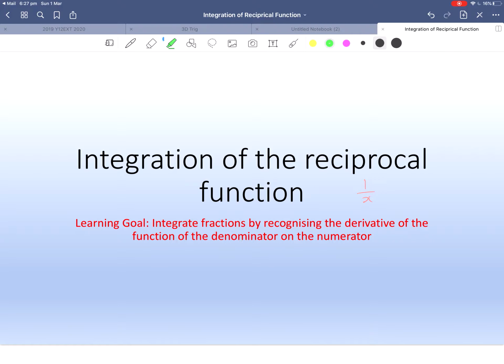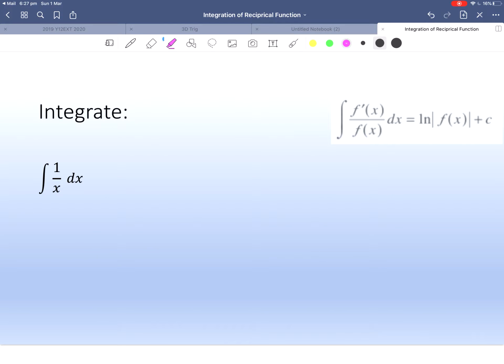And so that's why the learning goal is integrate fractions. That's the real big one. So integrate fractions by recognizing the derivative of the function of the denominator on the numerator. Okay, so I'm going to unpack that a little bit more in our next slide, so might as well go there, so press pause if you have to.